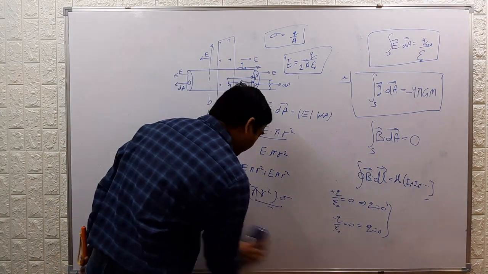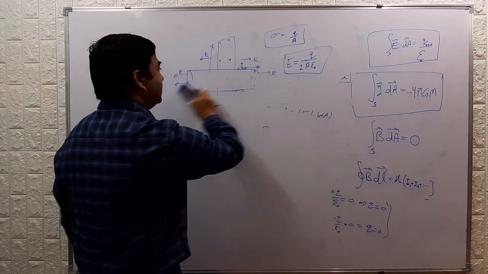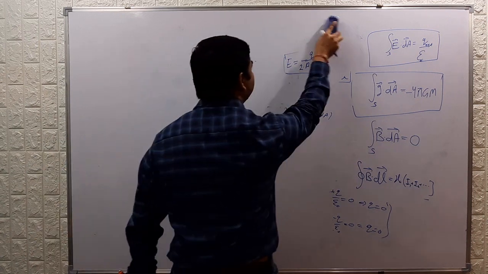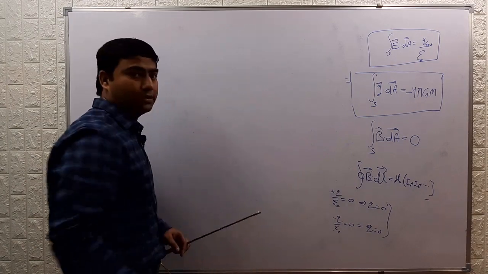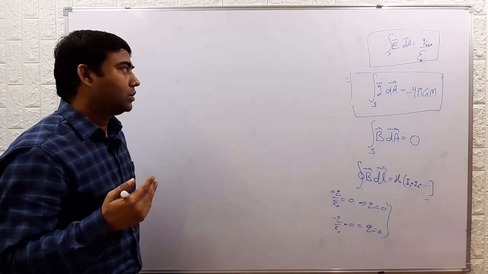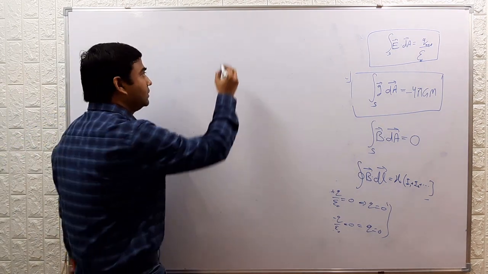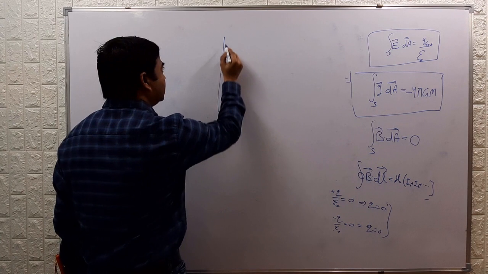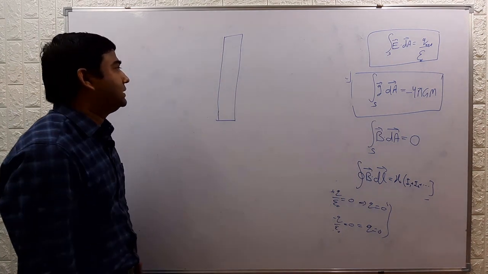So this was Gauss's law to find the electric field near an infinitely large charged sheet. Now we will use Gauss's law for a real sheet. So this is a real sheet.